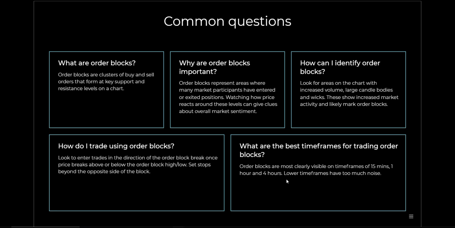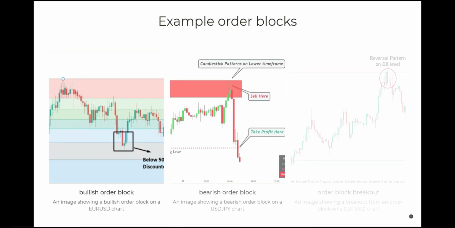What are the best time frames for trading order blocks? We'll go into that as well. Order blocks are most clearly visible on the 15-minute, 1-hour and 4-hour time frames, from my personal experience. Lower time frames have too much noise, and that's what I personally believe.